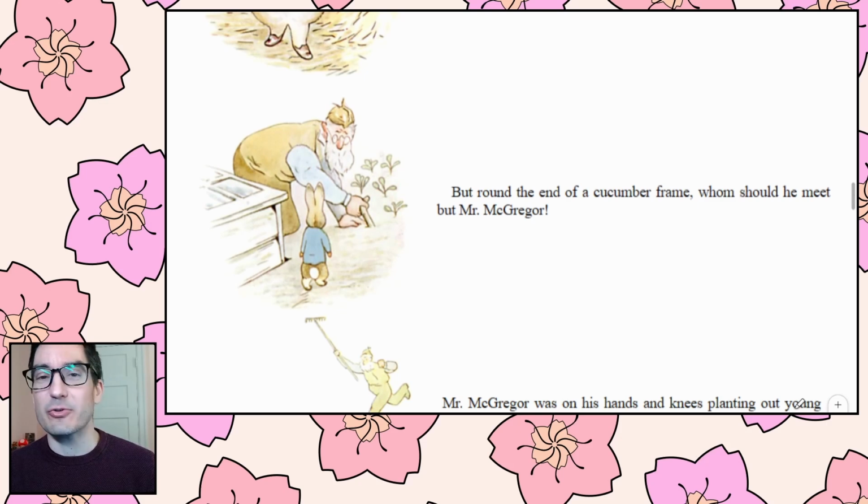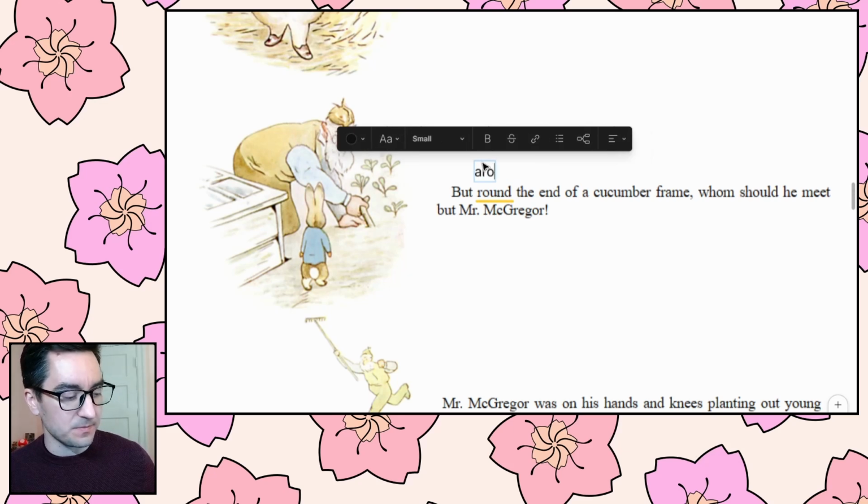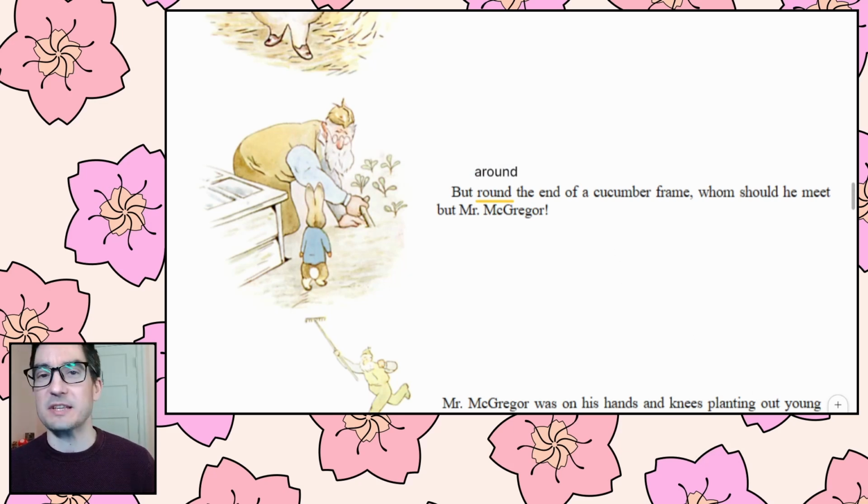but round the end of a cucumber frame, whom should he meet but Mr. McGregor? So, but round the end of a cucumber frame. So here the word round is just like the word around. It's kind of an old-fashioned way to say around. Okay? Round the end of a cucumber frame.